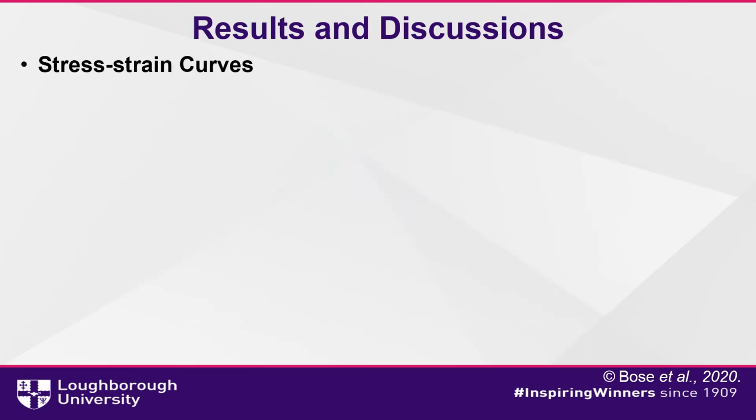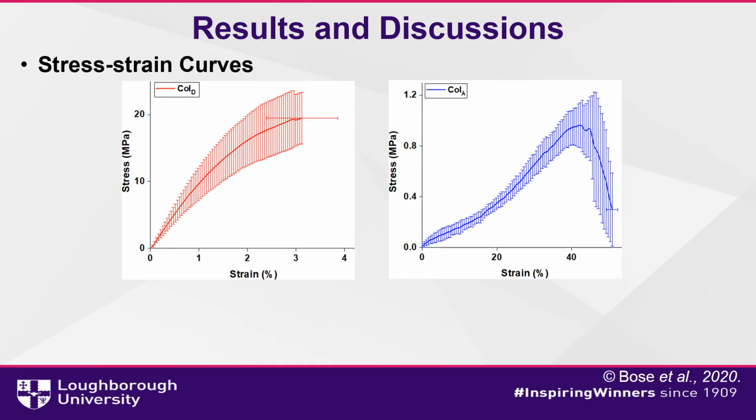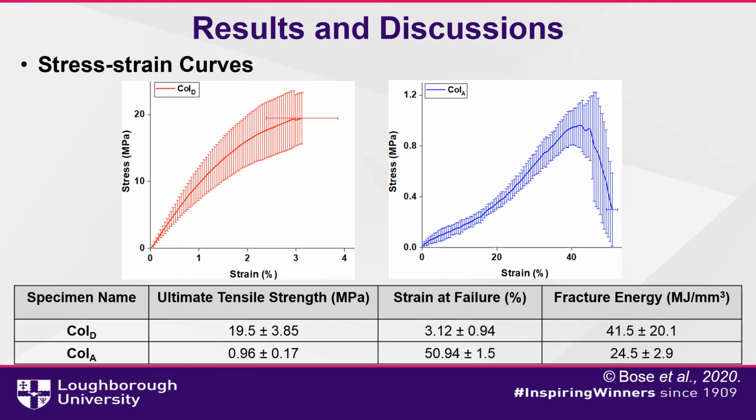Results and discussions. Stress strain curves. COLD films behaved more like a non-ductile material with less capability to deform plastically. This resulted in a low strain at failure of about 3%, as presented in the table. COLA films under the influence of water exhibited a non-linear stress-strain response with an increase in strain at failure to about 51%. In aqua conditions is responsible for extensive plastic deformation in collagen.